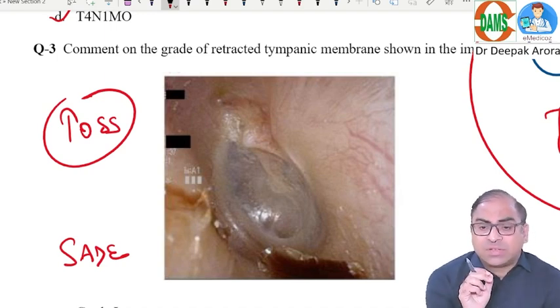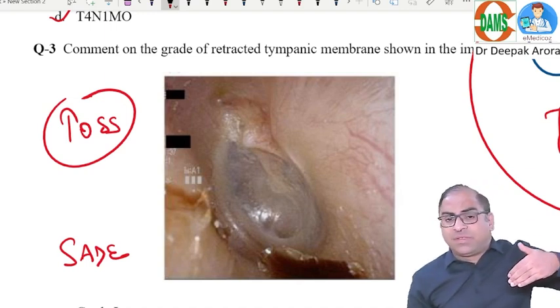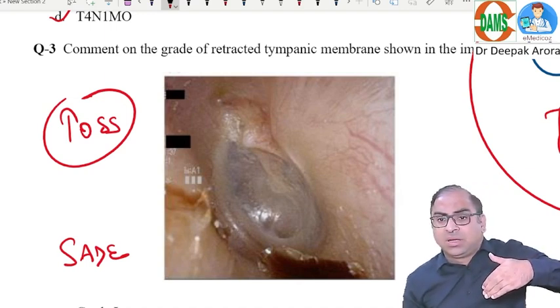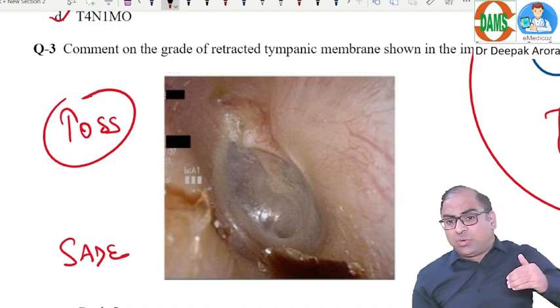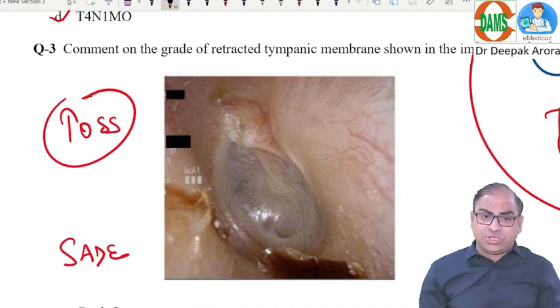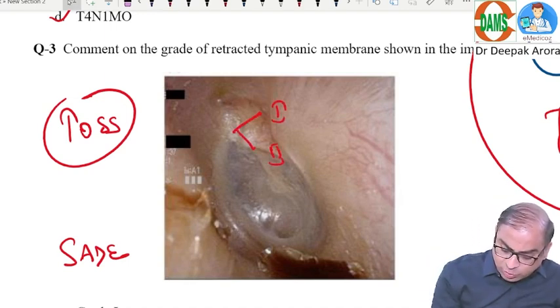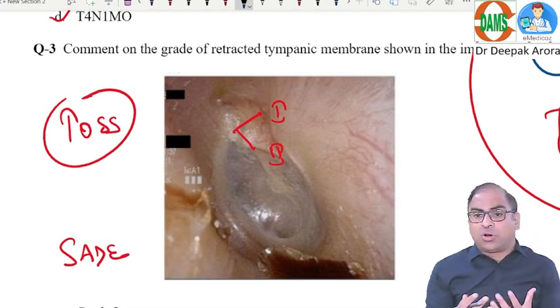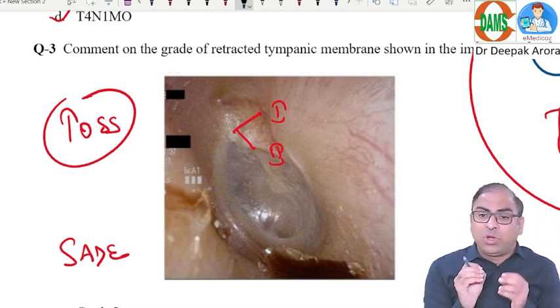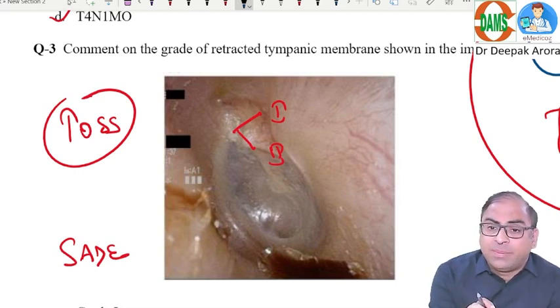In grade 1, just remember the simple rule: pars flaccida is retracted but not touching the malleus, and grade 2 is touching the malleus, which we can appreciate on otoscopic finding. How can you differentiate grade 1 from grade 2? This was a query of most of the students. Okay, sir, on otoscopy, how can you differentiate? If only the malleus is visible, only the shadow of the malleus is visible, that will be grade 1.